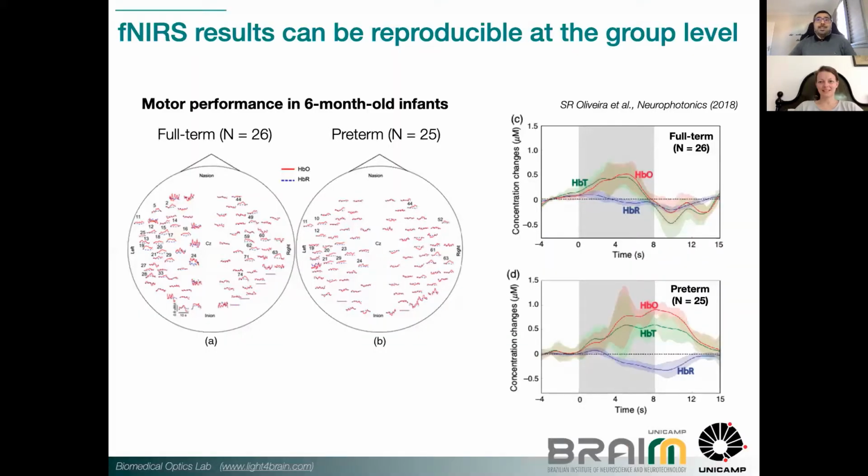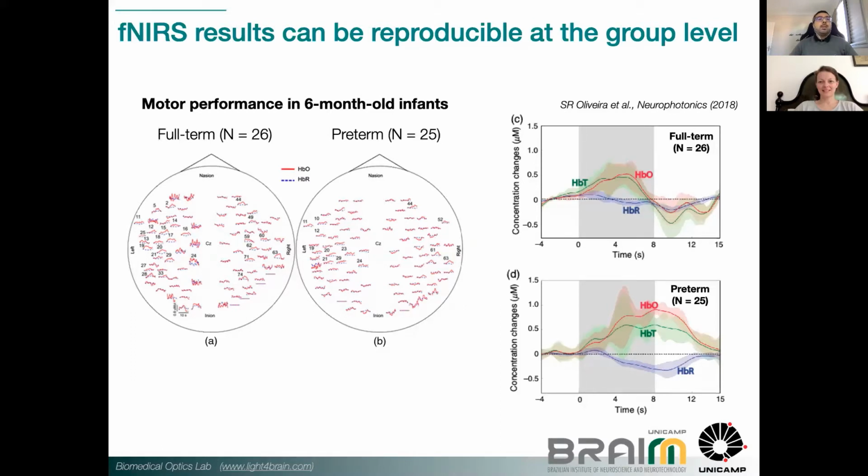The first thing, and it's a good thing, is that fNIRS seems to be very reproducible at the group level. Right? So this is just one example of a study that we did with another group that was interested in infants, right? It's basically motor performance in 6-month-olds.